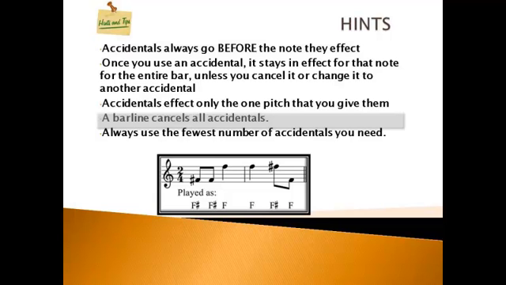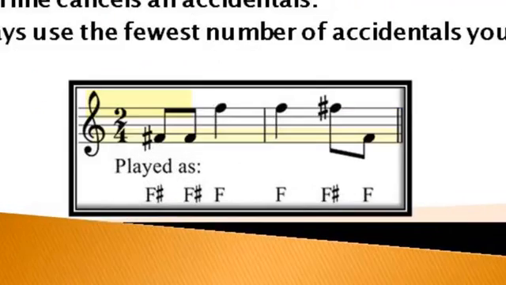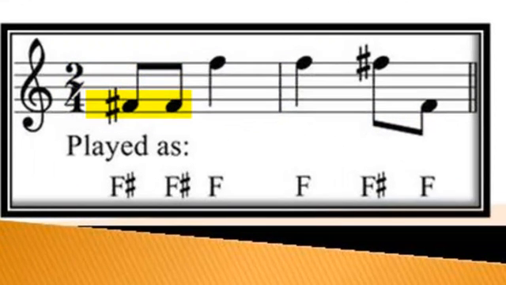You only want to use the fewest number of accidentals you need. In the example, you see the first F has a sharp in front of it. Therefore, the next F is going to be sharp. You wouldn't write another accidental because that would be an unnecessary accidental, and we would never write an unnecessary accidental. Now, the next F is written higher in the treble clef. That would not be sharp because it's not on the same space as the other Fs. So we would have in that first measure F sharp, F sharp, F.